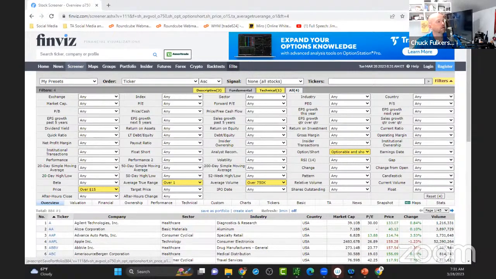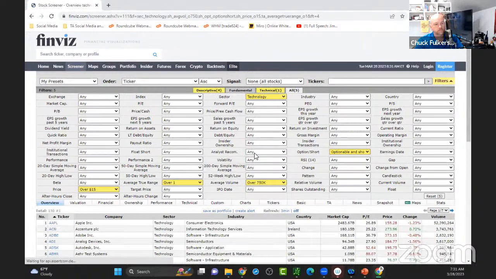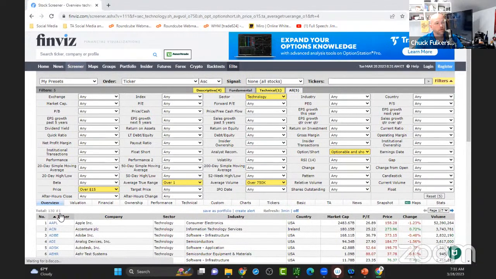Well, now we're going to screen for the performance of those stocks as well as the sector in which those stocks live, right? I'm going to say that those stocks live in the technology sector. We're going to look for technology stocks. That takes me down to 130.